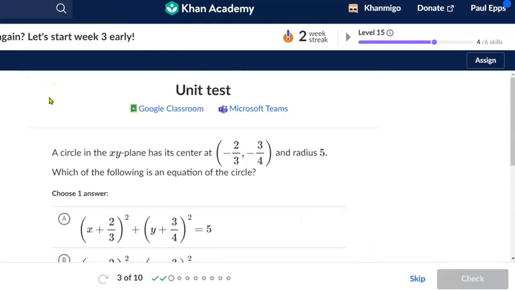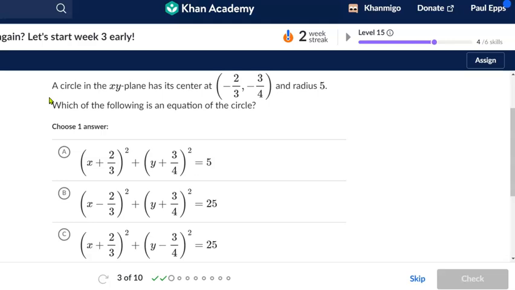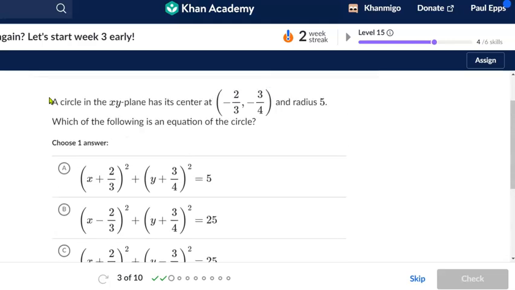A circle in the xy plane has its center at -2/3, -3/4, and radius 5. Which of the following is an equation of the circle? Well, an equation of the circle would be x minus the x coordinate of the center, squared, plus y minus the y coordinate of the center, squared, equals the radius squared. So that would be x plus 2/3.